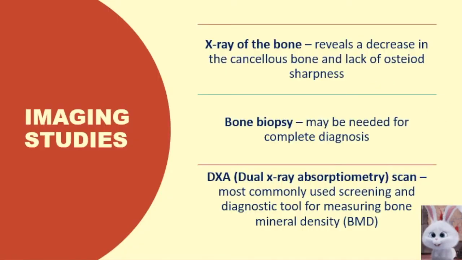Added to that, the X-ray of the bone would reveal a decrease in the cancellous bone and the lack of osteoid sharpness. So as shown earlier, there is a decrease in the density of the bone. The bone biopsy may actually be needed to confirm the diagnosis because it is the bone biopsy which will identify which cell is increasing in activity. Then you have your DEXA, dual X-ray absorptiometry, the most common screening and diagnostic tool for measuring bone mineral density, just like your osteoporosis.